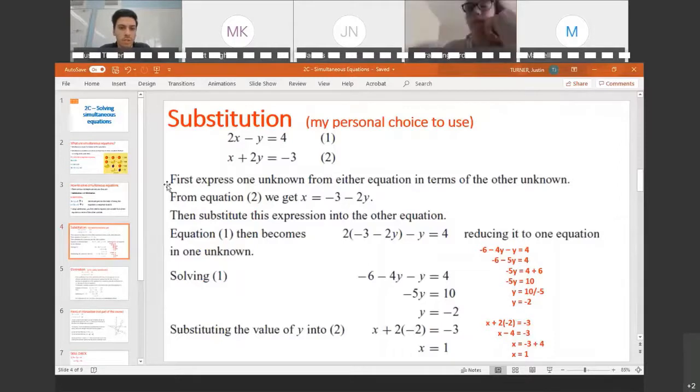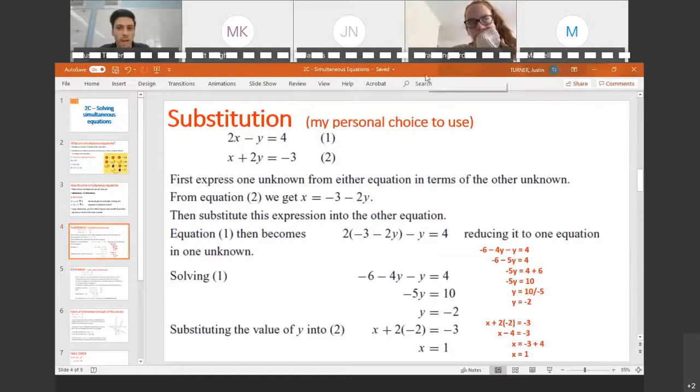The first thing you need to do is express one of the unknowns, so one of the variables, from either equation in terms of the other variable. So if we're looking at equation 2, see we have x on our own here. So the text has decided it's going to make x the subject of this equation. You can see here, all they've done is they've brought the 2y onto the other side of the equal sign. So if you're making x the subject here, you've got x is equal to -3 minus 2y.